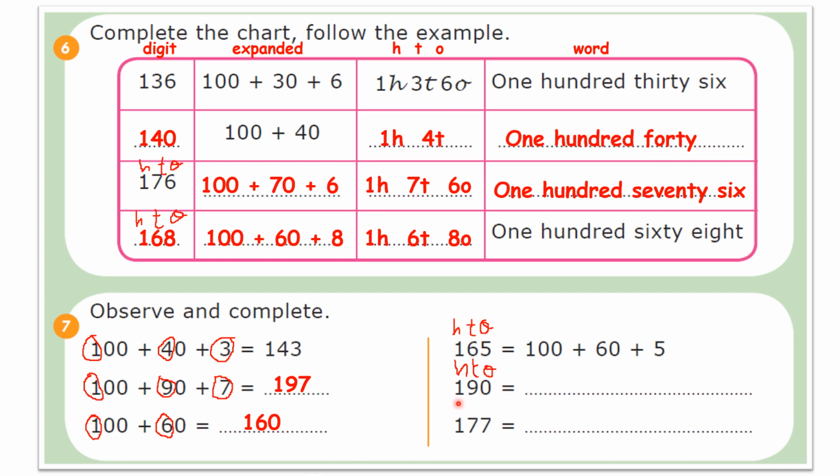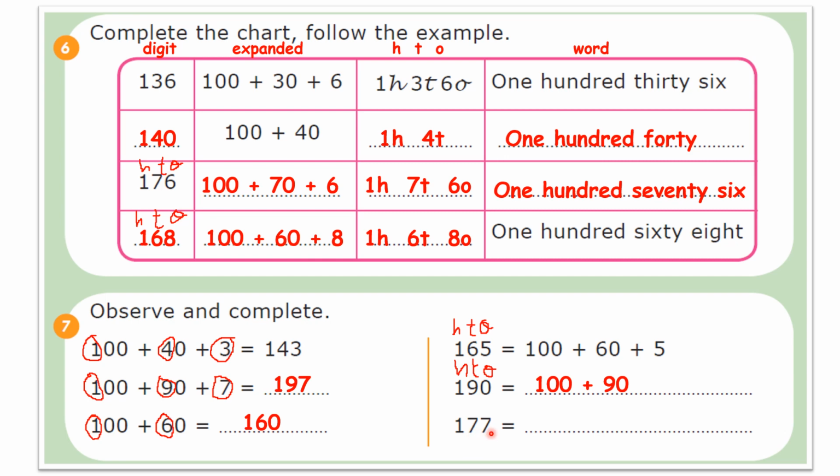We have, my number is 190. So 1, what's the value of 1 in the hundreds place? Yes, it will be 100 plus 9 in the tens place means 90. If you want, you can write plus 0 because the ones are 0, or you can just write it this way. Both are correct.